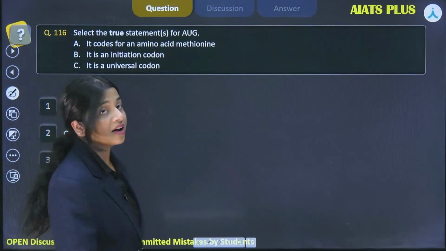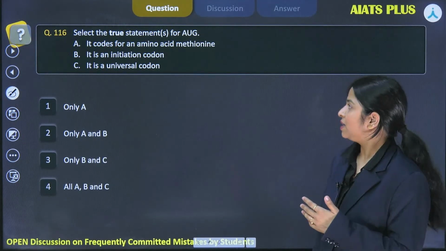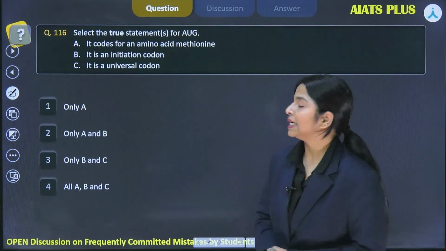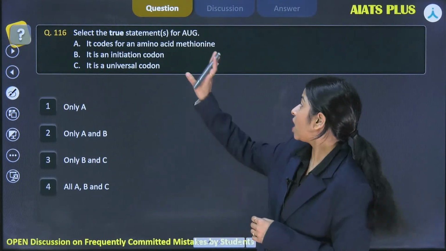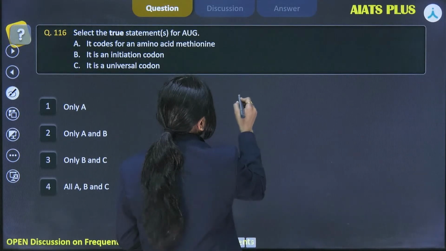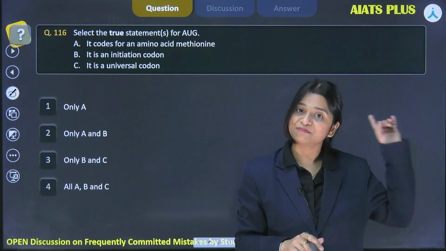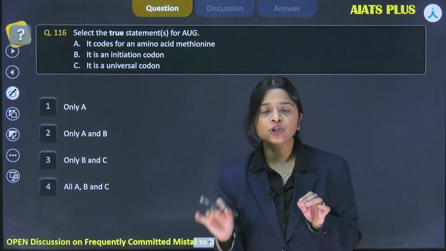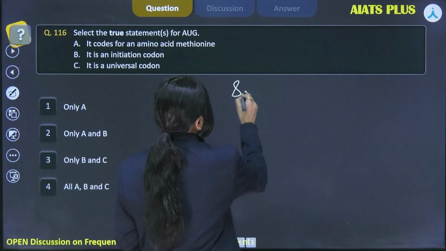The question is 116. Select the true statement for AUG. Here we have the codon, and I will also discuss the salient features of the genetic code. But I will not be discussing all the salient features. I have discussed them twice in previous sessions. Today I will be taking up only the particular features related to AUG.